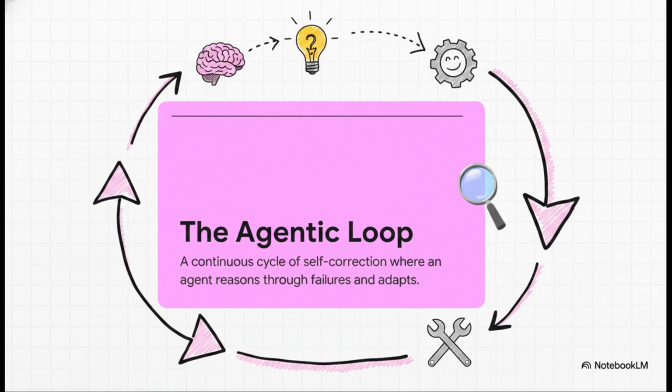The chef tastes it, realizes it's bland, adds some salt, stirs, and tastes it again. They don't just blindly add salt once and serve it. They evaluate the result and adjust. An AI agent does the exact same thing. If it hits a wall or gets an error code, it doesn't just give up. It reads the error, reasons through exactly why it failed, and tries a completely different path.